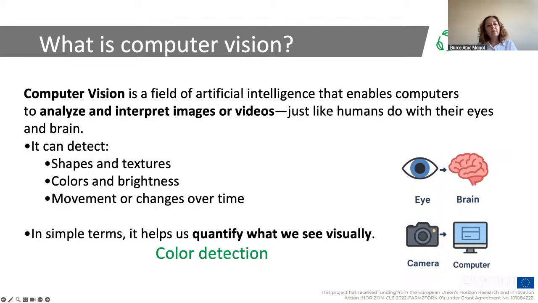It can detect shapes, textures, colors, and brightness, and it can also detect movement or changes over time. Maybe you are not aware of it, but computer vision is in our real life, even in your car, for example, which detects the traffic signs and alerts you that you are over a speed limit. But what we are doing is using computer vision with food, and in simple terms, we try to quantify what we see visually through color detection.